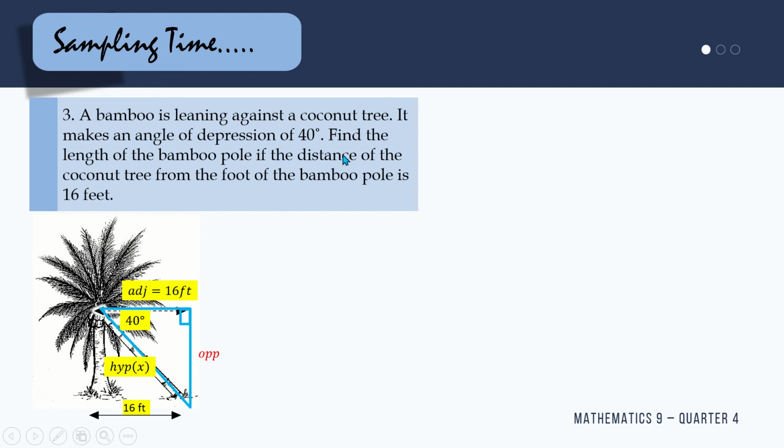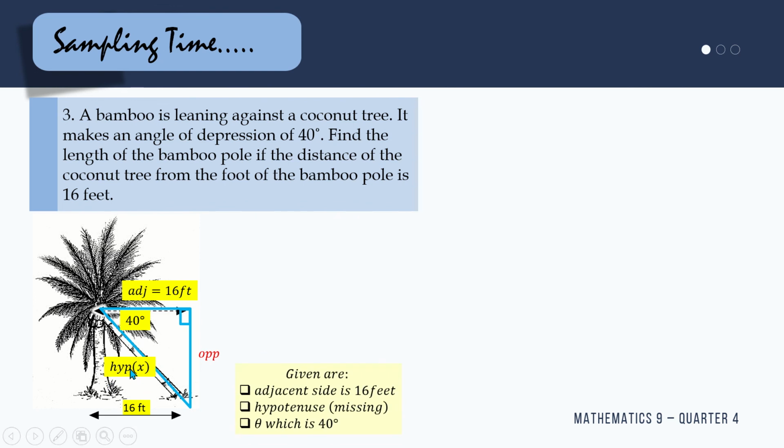If ang distance of the coconut tree from the foot of the bamboo pole, ang distansya kuno sa coconut tree, ang lubi, ang gibarugan sa lubi padung sa tiilan sa kawayan. Unsa distansya na niya? 16 feet. Okay? Ang gipangita nato ang gitas-on sa kawayan. Ang given, ang distansya sa tiilan sa kawayan padung sa tiilan sa punuan sa lubi. So, mao na ang given adjacent side.